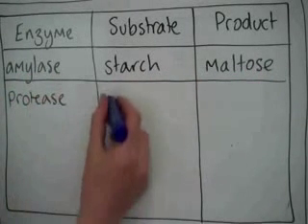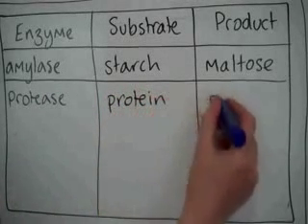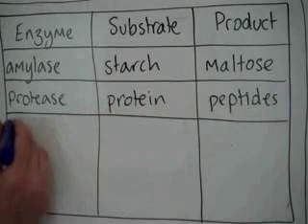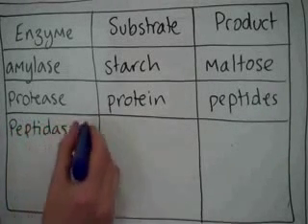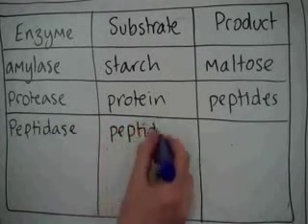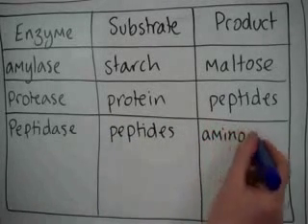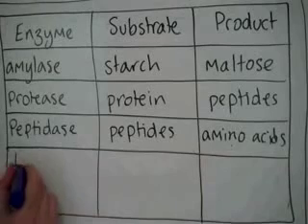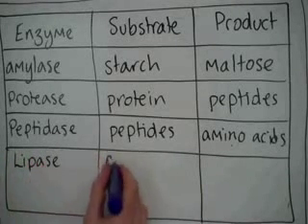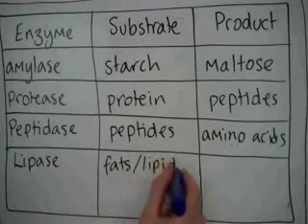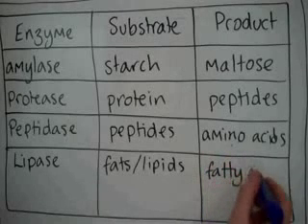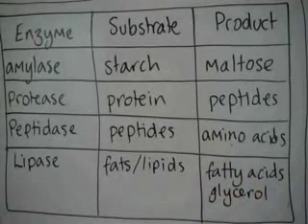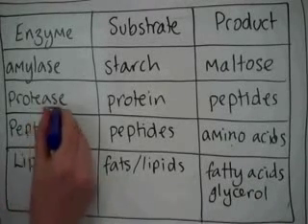Here's another important one. Protease attacks protein, turns it into peptides, little chains of amino acids. Peptidase attacks the peptides and breaks them down into their amino acids. So you can see those two enzymes as partners in one step, going from protein to amino acid. And then finally there's lipase, attacks fats, or lipids as we sometimes call them, makes two things, fatty acids and glycerol. And I, again, really want you to learn every single thing you can see on this table.